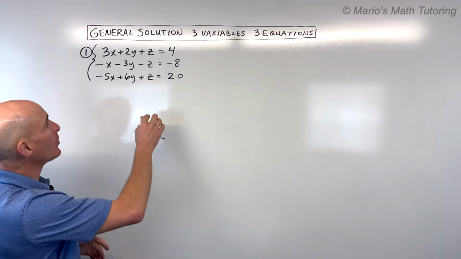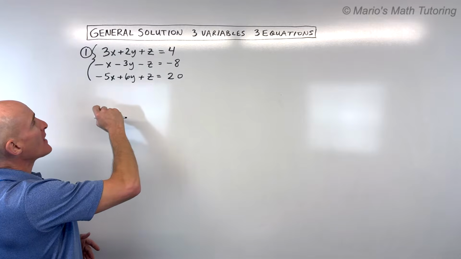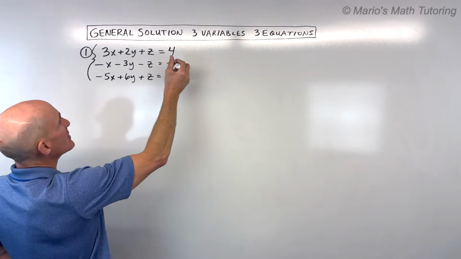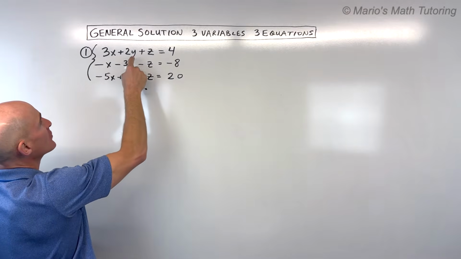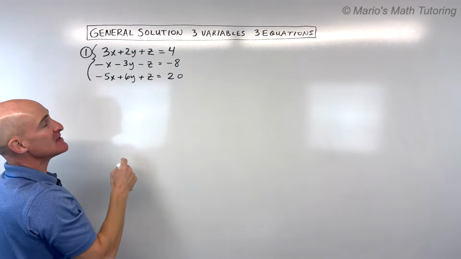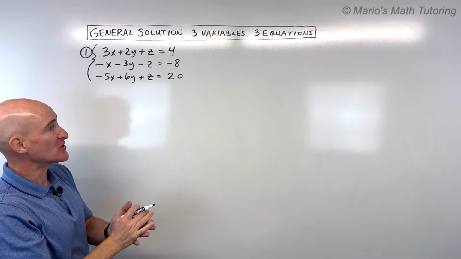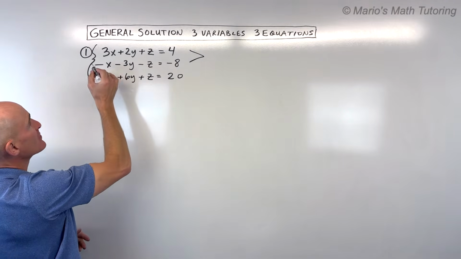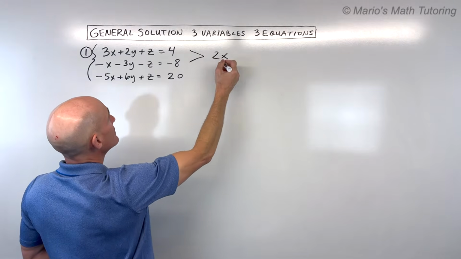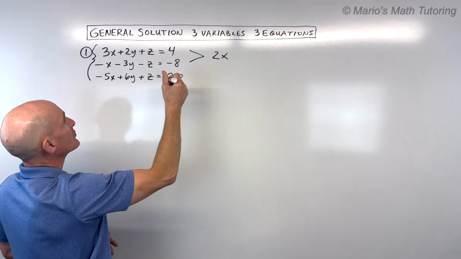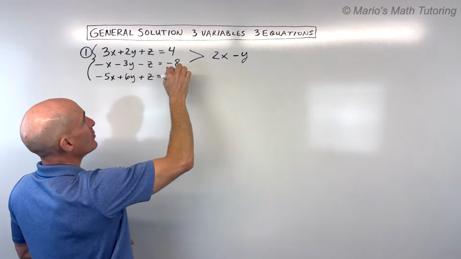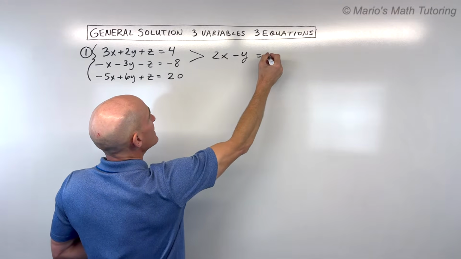But for this general case, what we want to do is pick one of the variables to eliminate. So for example, I might say to myself, if I add the first and second equations together, I can see that these z's are going to cancel out. Okay, so I'm going to pick z to eliminate. So let me just go ahead and do that. Negative 3x plus negative 1x is negative 4x. 2y plus negative 3y is negative 1y. z plus negative z is 0. And 4 plus negative 8 is negative 4.